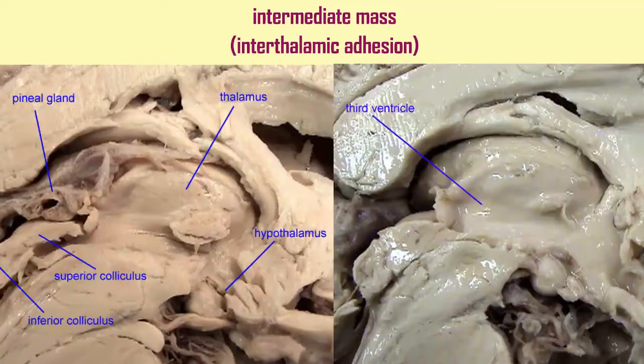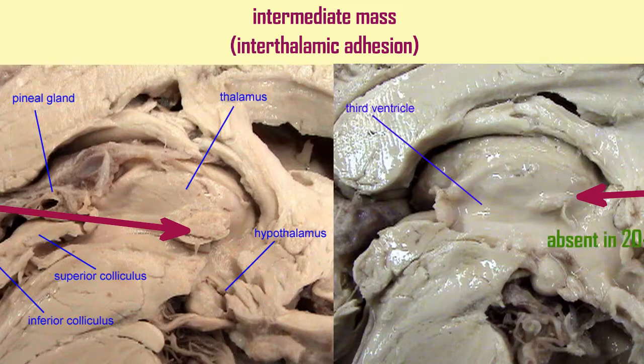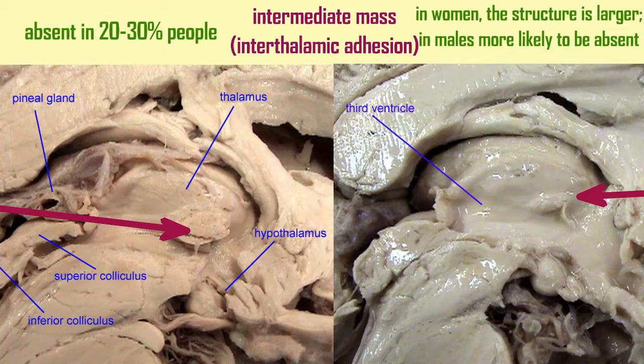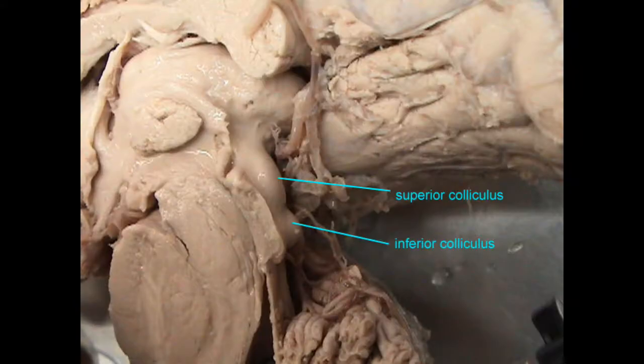adhesion. This is not universally present, however, being absent in perhaps 20 to 30% of people, and also shows some variation. In women, the structure tends to be larger, and in males, more likely to be absent. There is no known significance to this.